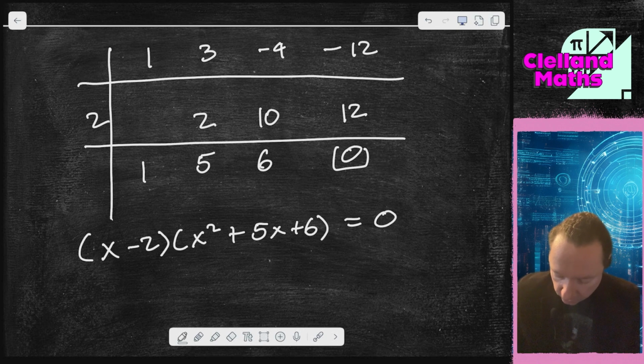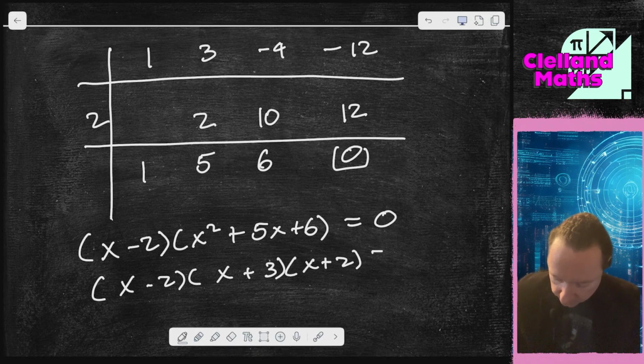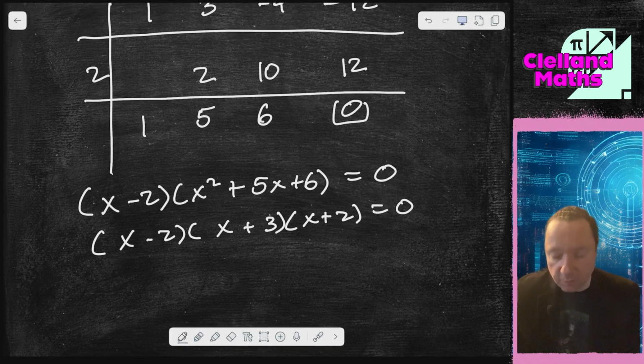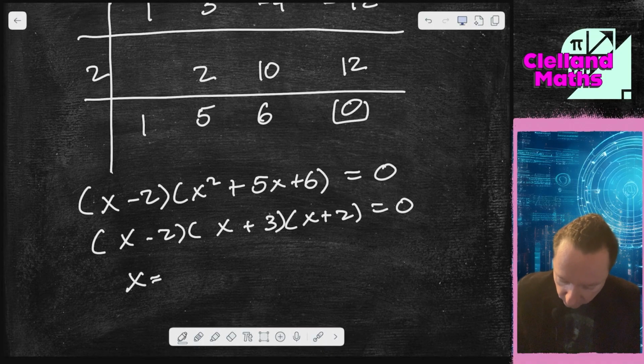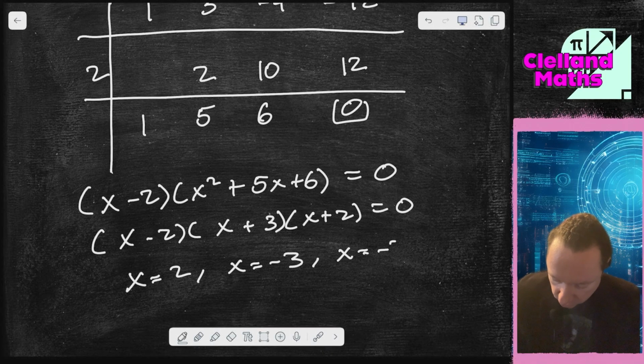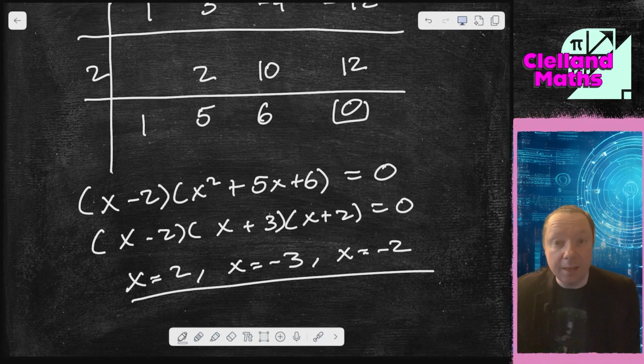And we have to solve it equal to 0. X minus 2, x plus 3, x plus 2. 3 twos is 6, 3 plus 2 is 5. So x is 2. X is minus 3. X is minus 2. And we're done there.